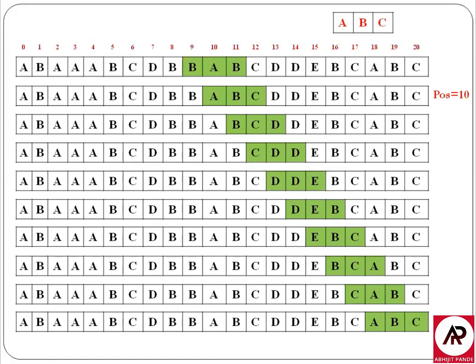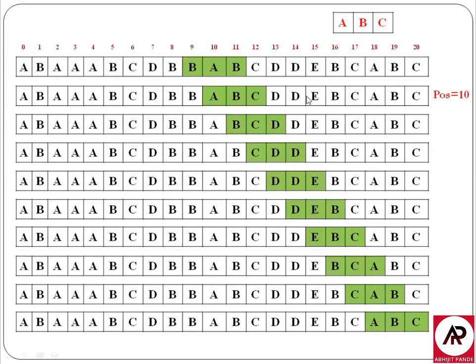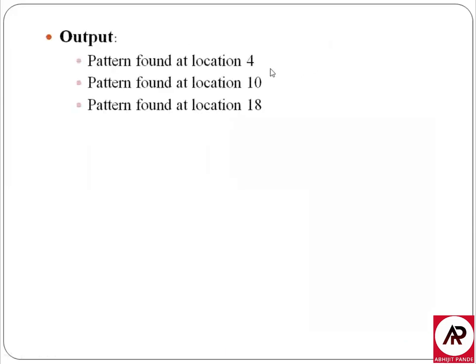Now here we come to the end of the input string and we found that the pattern is present at 3 different locations. That is, the pattern is found at position 4, the next at position 10, and position 18. It means that the pattern ABC is present in our string at 3 different locations: location 4, location 10 and location 18.